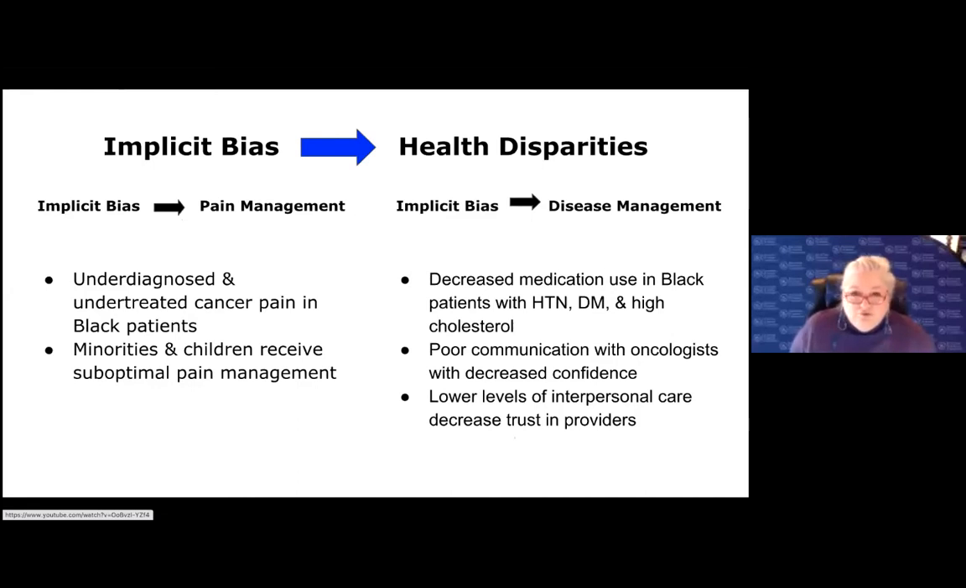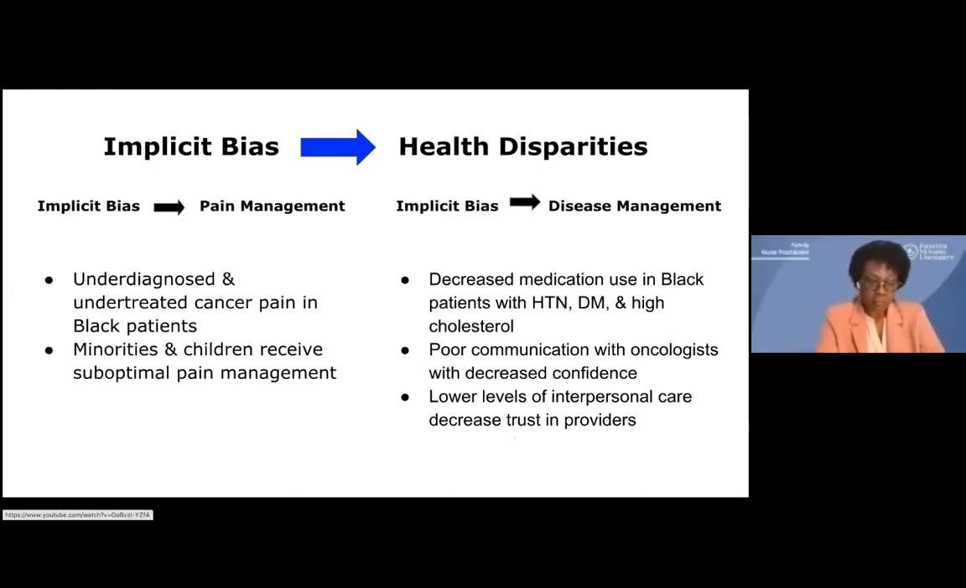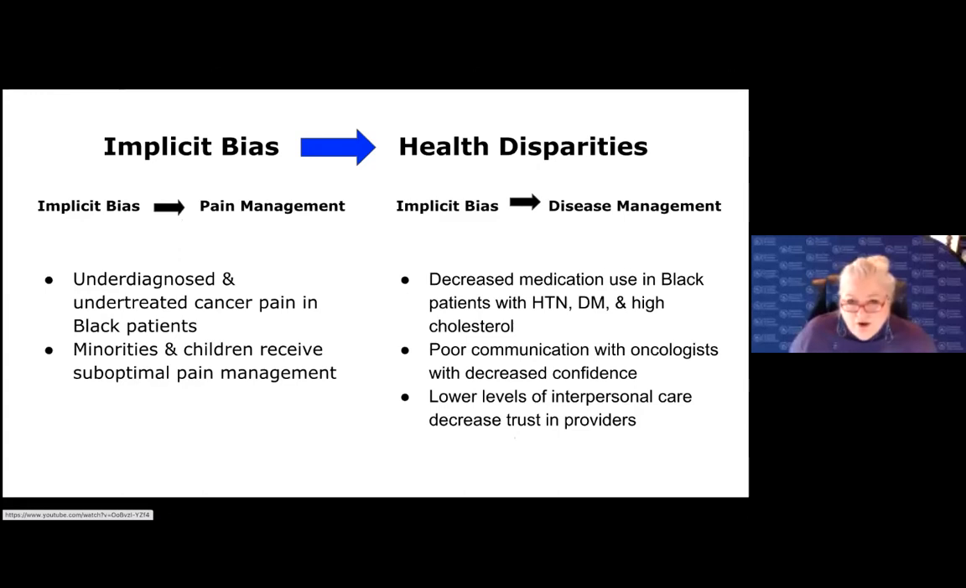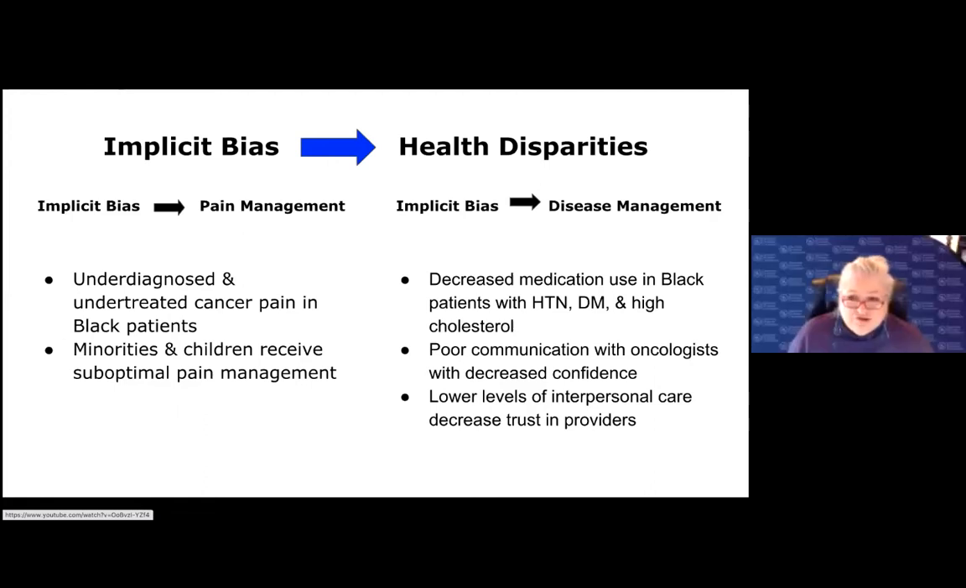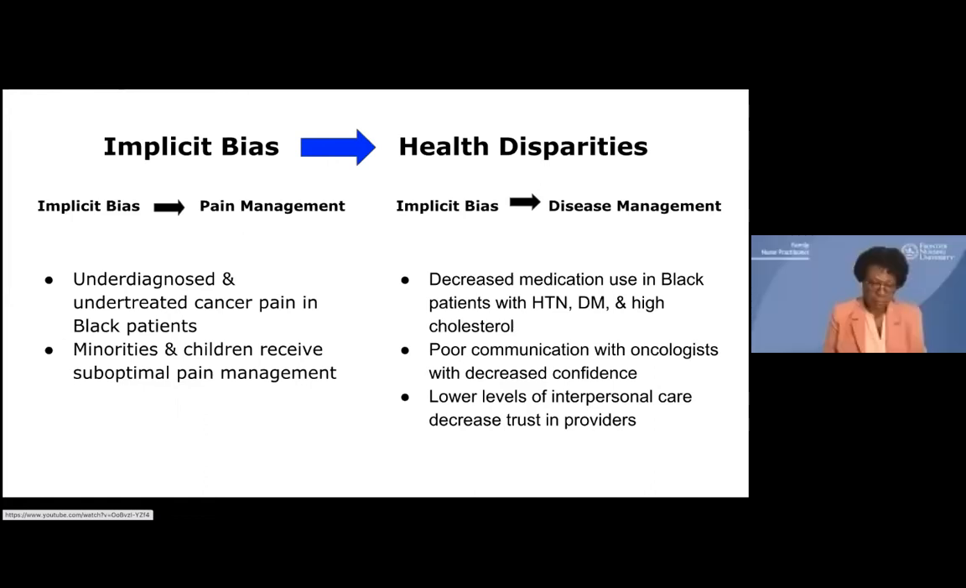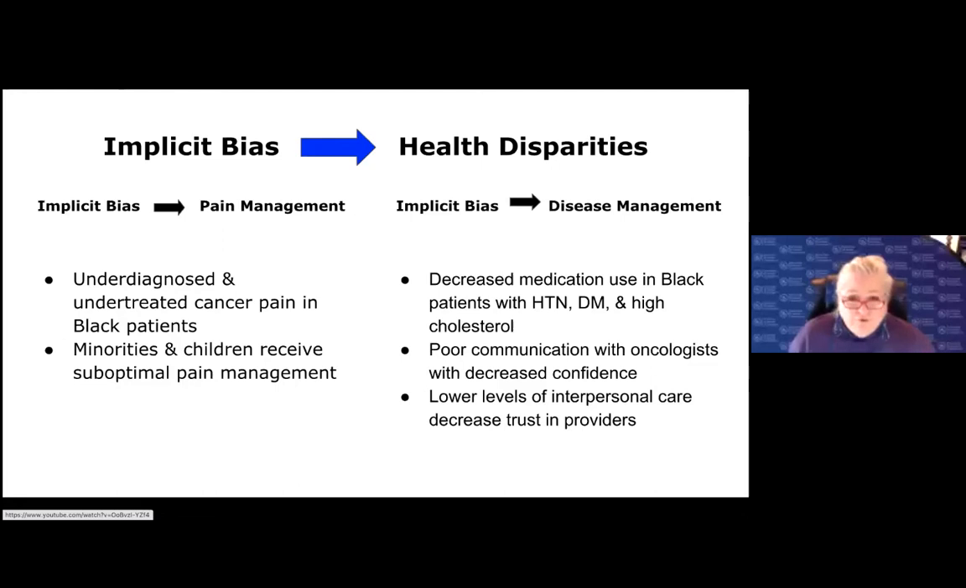Implicit bias can influence pain management. Studies have found that cancer pain in Black patients can be underdiagnosed, underestimated, and undertreated. Also, just in general in pain management, minorities and children receive suboptimal pain management. The expression of pain can be influenced by race or gender and does have cultural influences. Patients may feel they need to be more stoic. They may fear being labeled a hypochondriac. They felt they must be strong, and they're so busy caring for others that they cannot care for themselves.